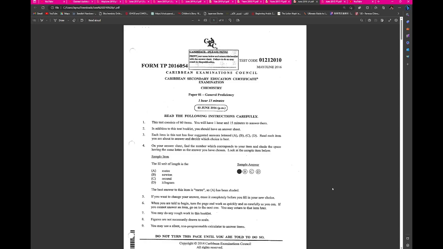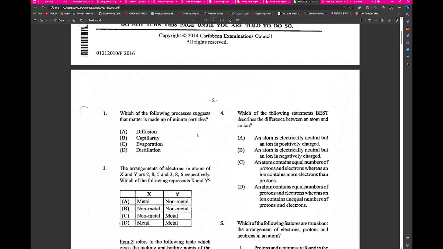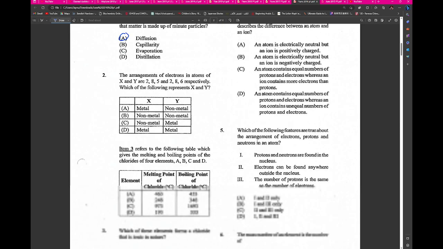This is the CSEC chemistry, May-June 2016 paper 1. Right? So let's have a go at it. Number 1. Which of the following processes suggests that matter is made up of minute particles? Diffusion. Alright, we're looking at this as well.